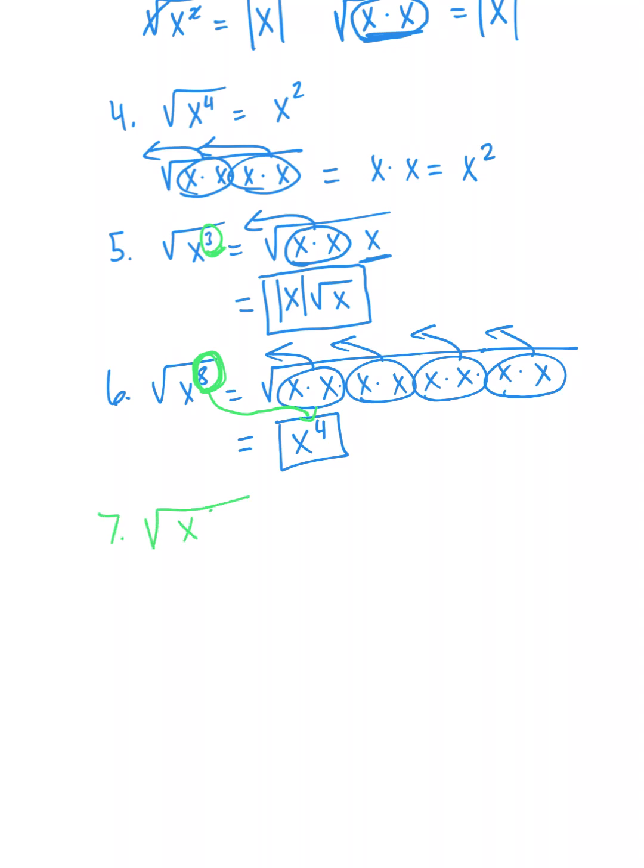So let's do this example. If we had x to the 50th, the square root of x to the 50th, then that would be x to the 25, because you would have 25 pairs. You just take 50 divided by 2. Let's just do one more of these.